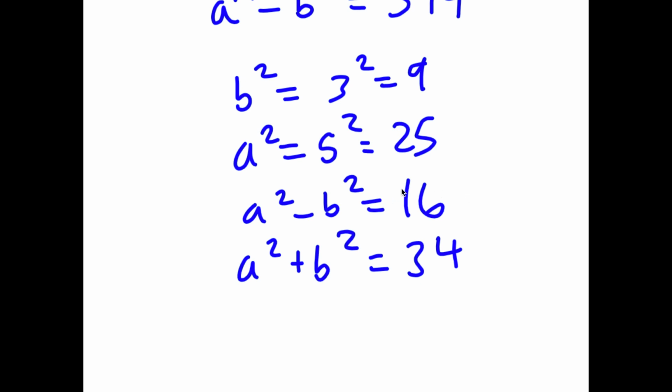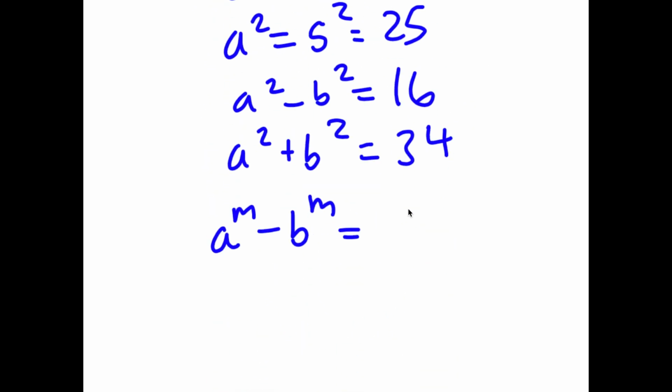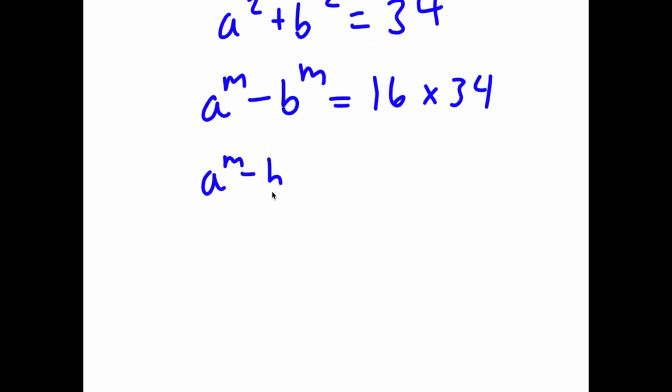So by knowing this, we can say that a to the power of m minus b to the power of m is equal to 16 times 34, because 544 is equal to 16 times 34. And a squared minus b squared is 16, a squared plus b squared is 34. So I'm going to rewrite this as a to the power of m minus b to the power of m is equal to a squared minus b squared times a squared plus b squared.